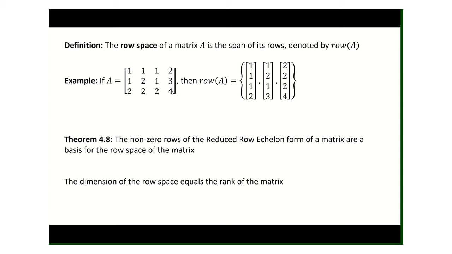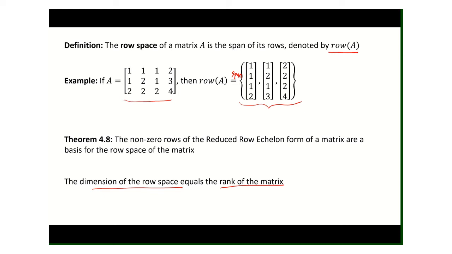And the row space of a matrix is the span of its rows, denoted by row of A. What you do is you take the rows out of your matrix, flip them around so that they're in the vector form we're interested in, and look at the span. So the row of A is actually equal to the span of those three vectors. Theorem 4.8 says that the non-zero rows of the reduced row echelon form of a matrix are a basis for the row space of the matrix. And the dimension of the row space equals the rank of the matrix.